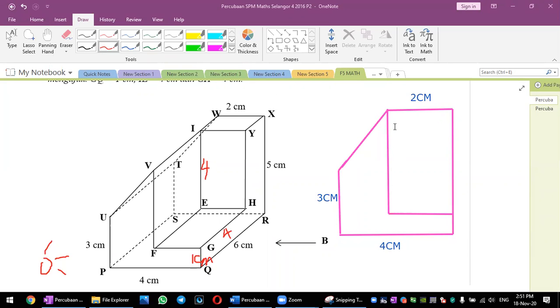Then ini pula, this is IE. IE is 4 cm. So here is 4 cm. Then sini lebar 2 cm. And then ini tinggi yang kecil ini 1 cm.